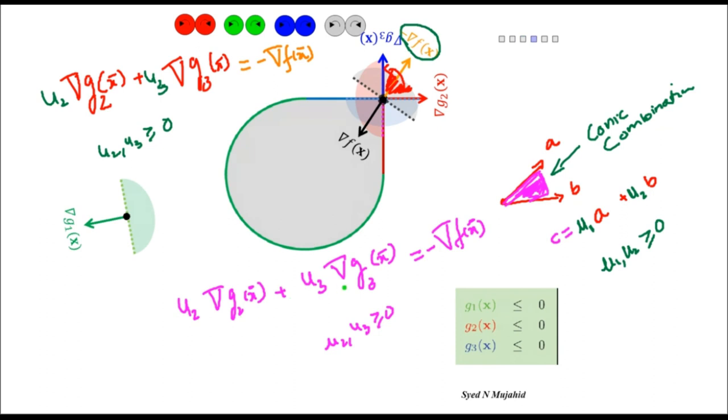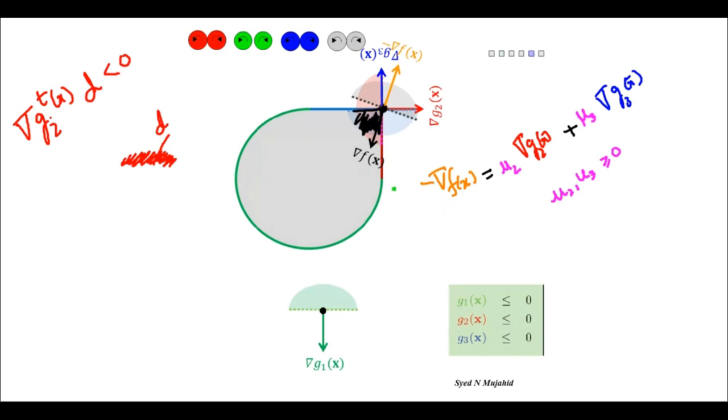Now, why did I select constraint 2 and constraint 3? Why didn't I select constraint 1? What was the reason? Only 2 and 3. Why not 1? What is the reason we selected only 2 and 3? Because here, if you see here, only 2 and 3 are participating. Constraint 1 is not at all closer at this point. It is a bit far. Constraint 1 has no influence at this point. Okay, it is not active. You can say it is not active.